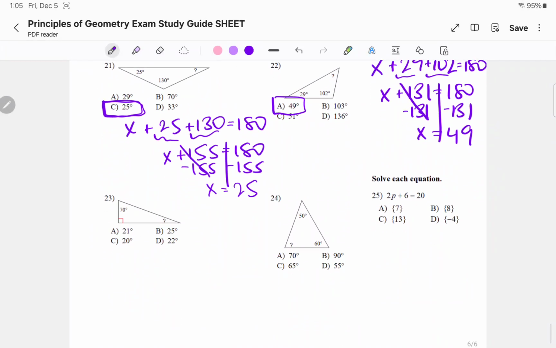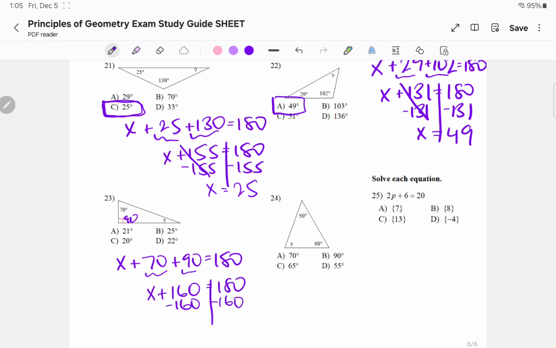All right, 23. We have our unknown. We have 70. And what does this box mean? It means it is 90 degrees. We're going to write 90 here. And that equals 180, just like always, because it's a triangle. We're going to combine like terms. 70 and 90 is 160. And I subtract that from my 180 to get 20 degrees.